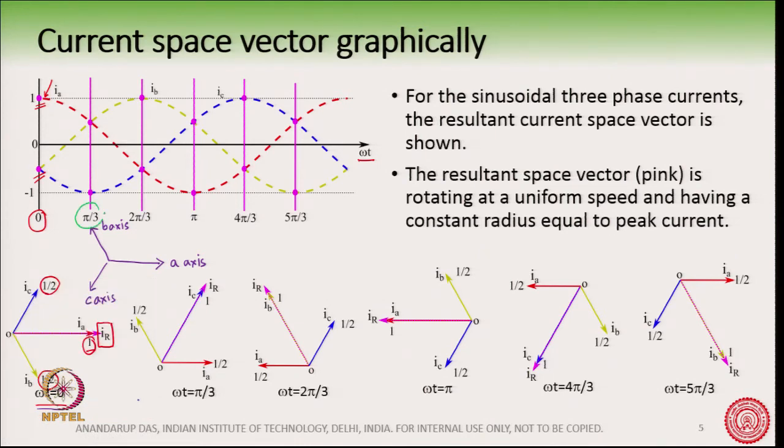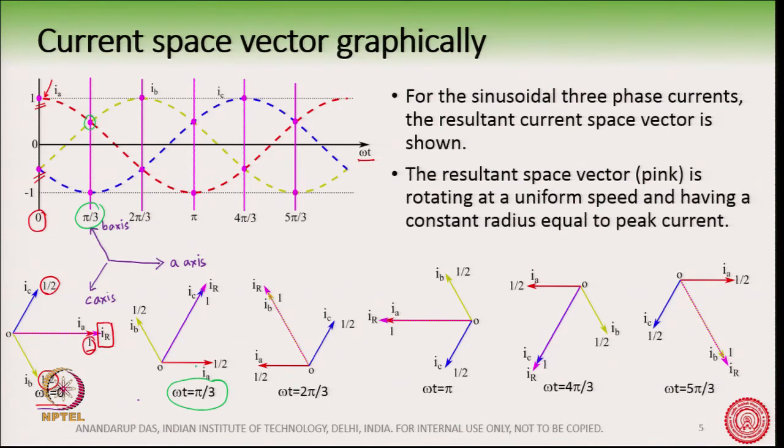Let us take what happens at pi by 3. So, omega t equal to pi by 3, and there we see that I A has a positive value, but it has decreased from 1 and is equal to half. I B has gone from minus half to plus half, whereas I C has gone to minus 1 at omega t equal to pi by 3.